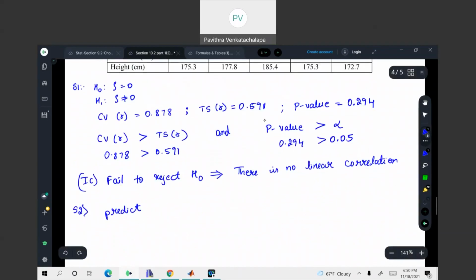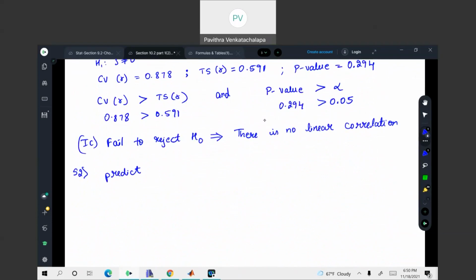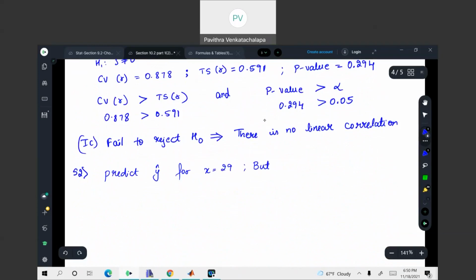So when you do not have the correlation, that means you are not going to build the regression equation, correct? So there is no regression equation. Predict y cap for x equal to 29, that's the problem. But this is not a good model. So we will not have any regression equation for this model.